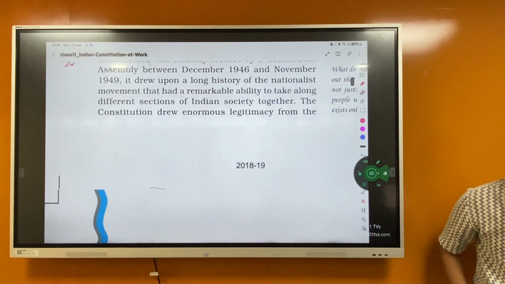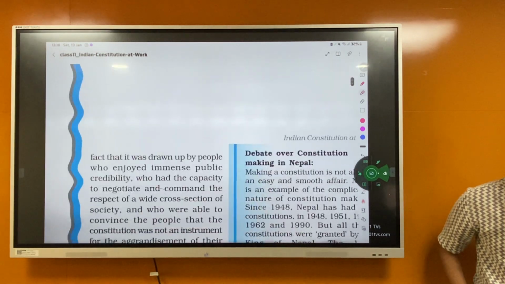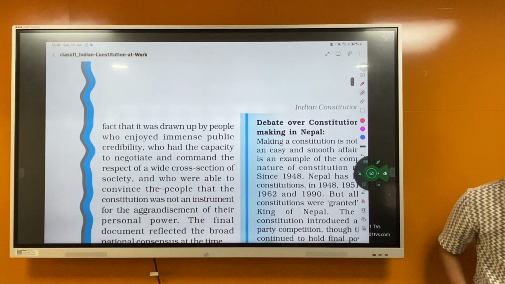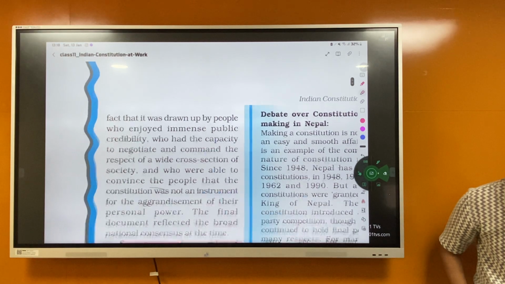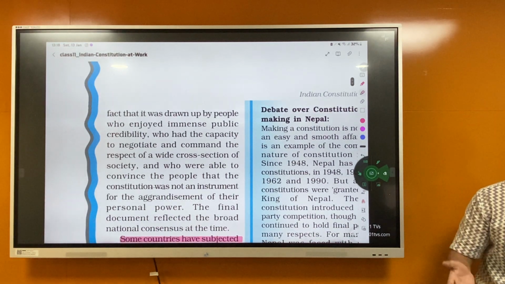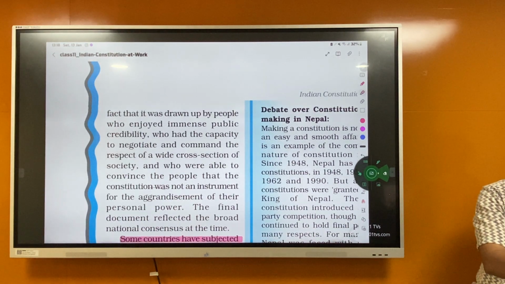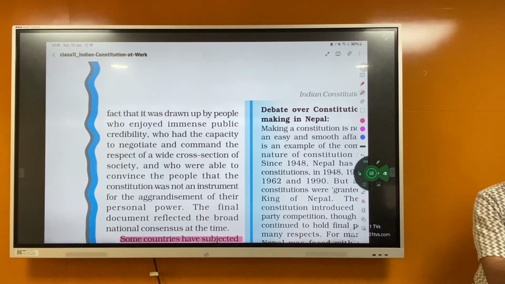The constitution drew enormous legitimacy from the fact that it was drawn up by people who enjoyed immense public credibility. You can talk about who the leaders were: Jawaharlal Nehru, Mahatma Gandhi, Sardar Patel. These were the leaders who had public support. Everybody liked them. And Ambedkar too. So these were the leaders.